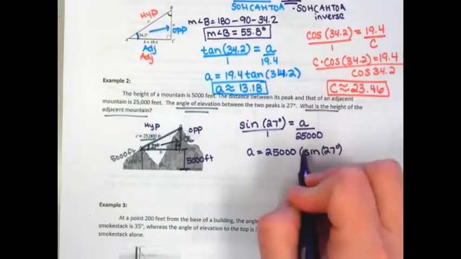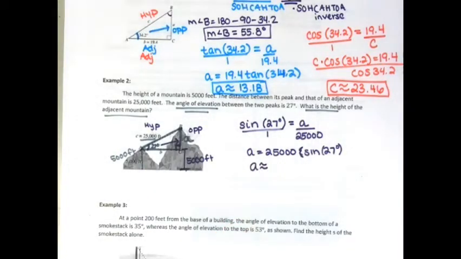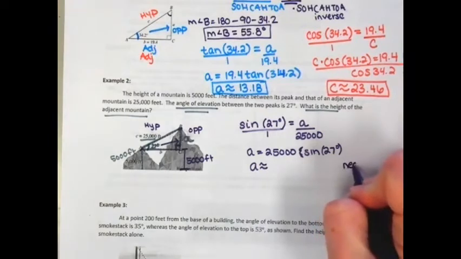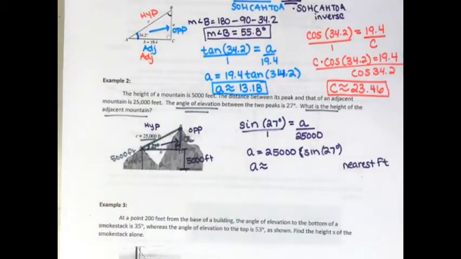And I don't know why I put a parenthesis there. So A is approximately what? Now let's go ahead and round to the nearest foot, since everything else is to the foot. So what did you guys get when you round to the nearest foot?